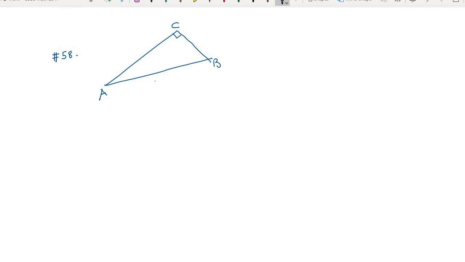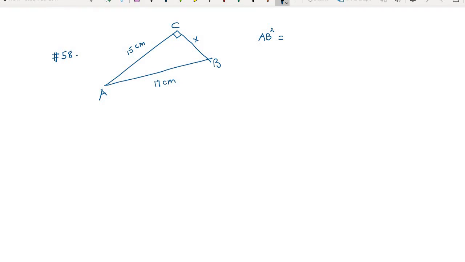Right, this length is 17 centimeters. This one is 15 centimeters. And we are asked to find the missing side, labeled as x centimeters, which is the side BC. Now, we need to look at Pythagoras' theorem. Pythagoras' theorem says that the hypotenuse squared, the longest side, which is AB squared, is the sum of the squares of the two sides. Let's repeat that.